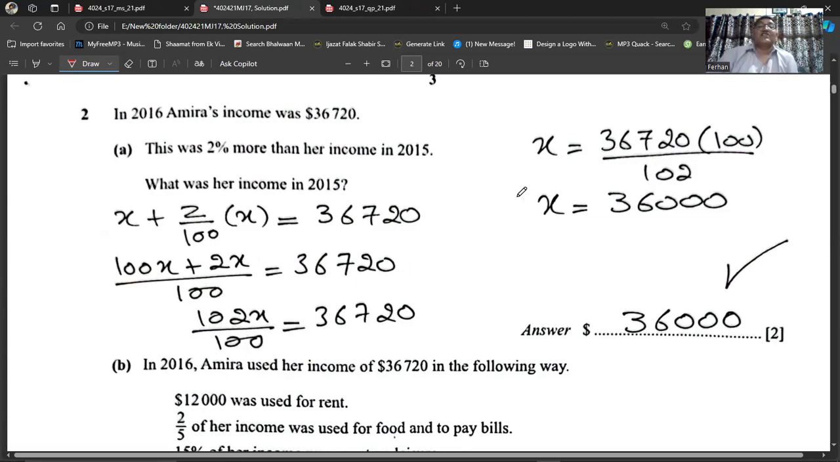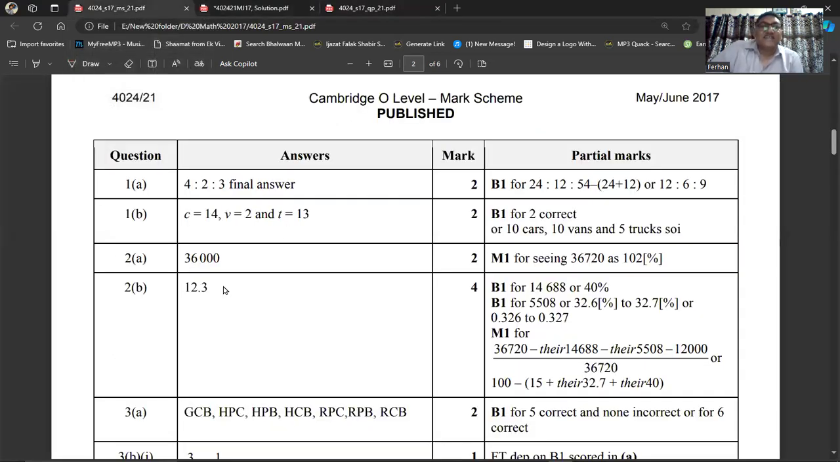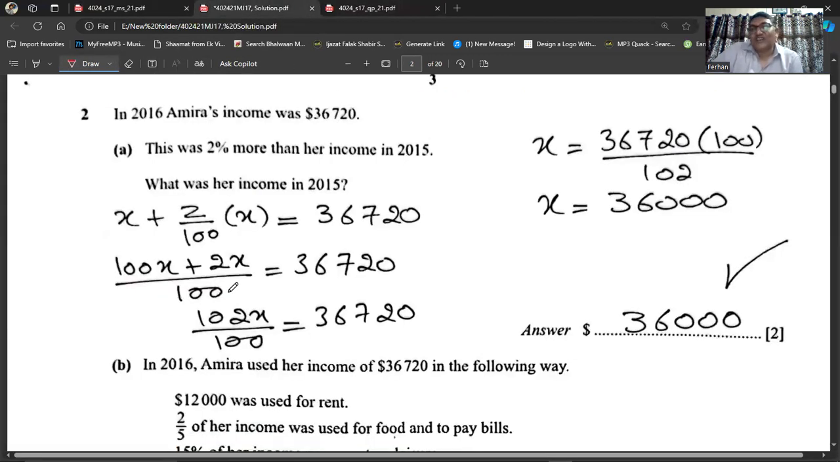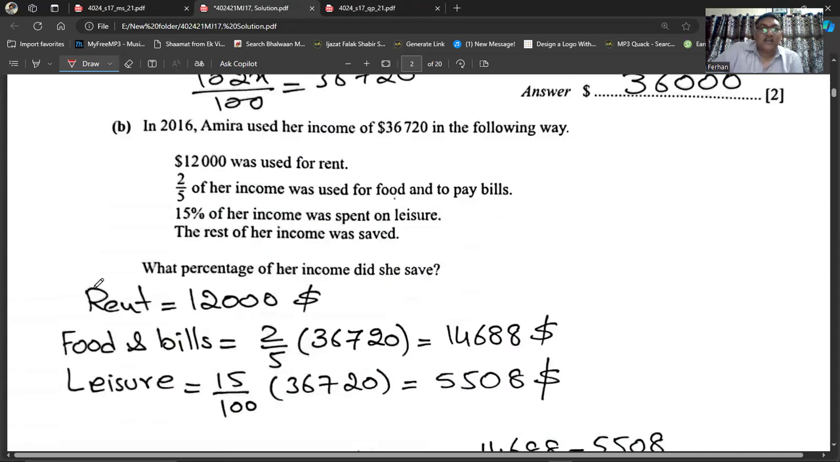So when you make X alone, it will become 36,720 multiplied by 100 divided by 102, and your answer will be 36,000. So her income in 2015 was $36,000. Sorry, 36,000. The answer is right. $36,000 is the right answer.